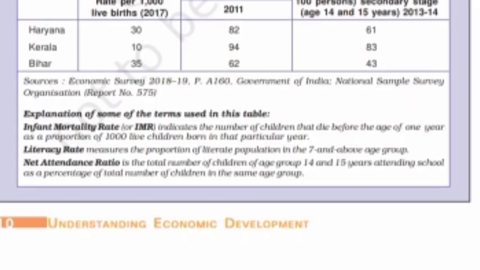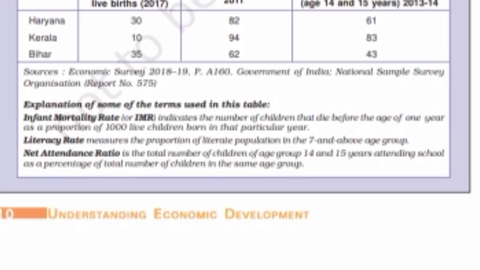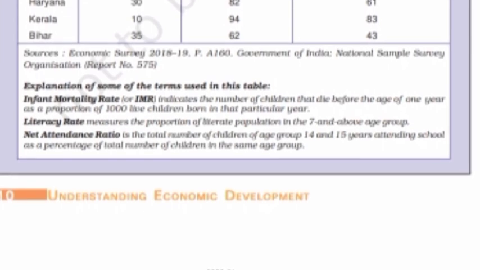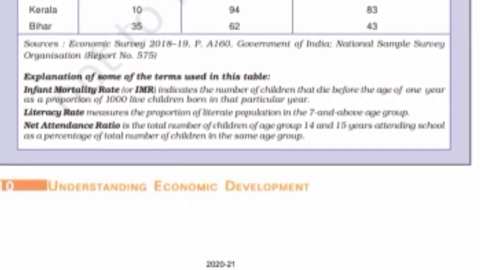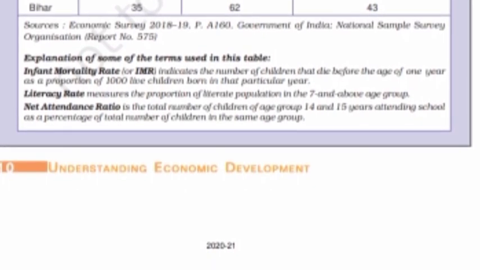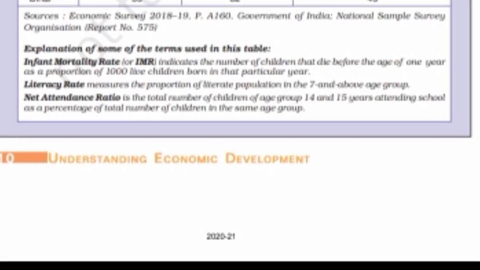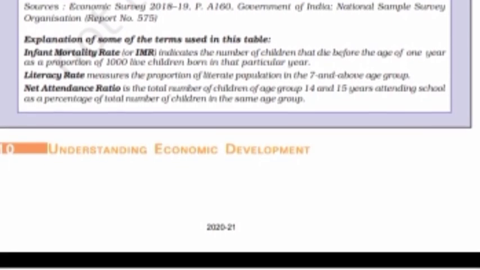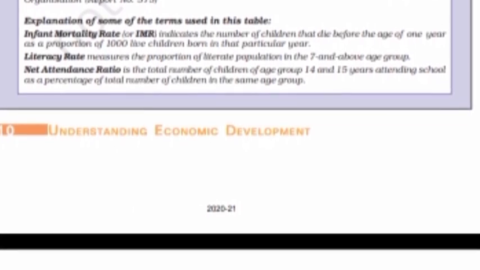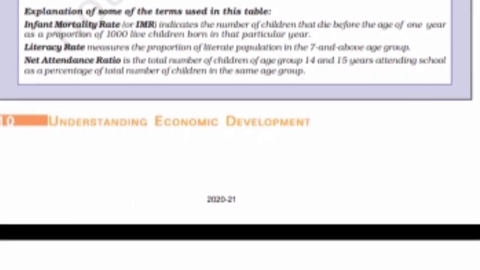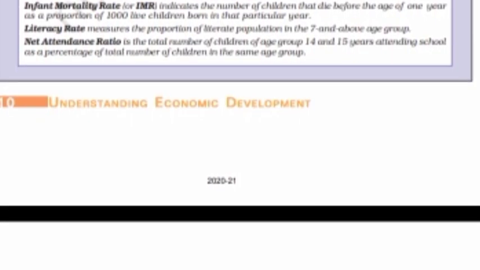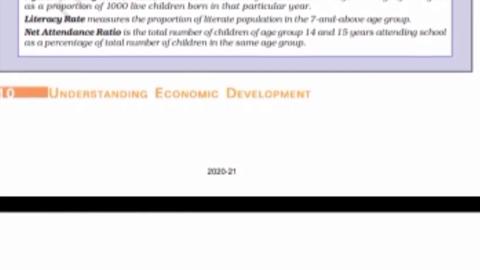Net attendance ratio is the total number of children in the age group 14 to 15 years attending school as a percentage of the total number of children in the same age group. In this table, the first column shows that in Kerala, out of 1000 children born, 12 died before completing 1 year of age, but in Haryana the number of children dying within 1 year of birth was 36, which is 2 times more than Kerala. This number is 44 in Bihar.